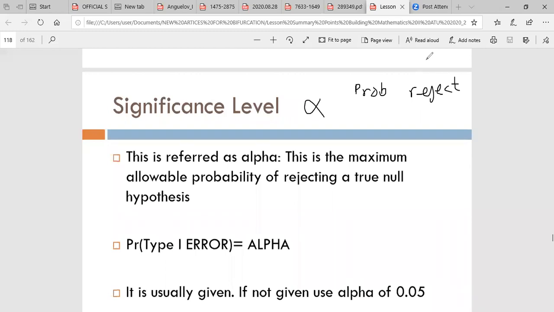Now, in all our examples, there are different types of alphas. We can have 10%, we can have 5%, we can have 1%. But by default, in most statistical software, we use 5%. So when you are not given your alpha level in a question, just use the default value, which is 5%. 5% simply means 5 over 100, which is 0.05. So when you see alpha of 0.05, we mean 5%.